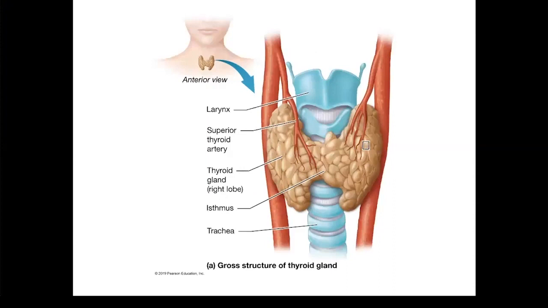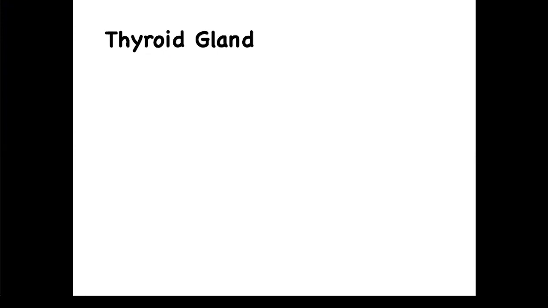Let's move to the thyroid gland. The thyroid gland is going to be inferior to the larynx. These two cartilages make up the larynx. This is the thyroid cartilage of the larynx and the cricoid cartilage of the larynx. The thyroid gland is fed by the superior and the inferior thyroid arteries. It consists of two lobes connected by an isthmus. There are two hormones released by the thyroid gland.